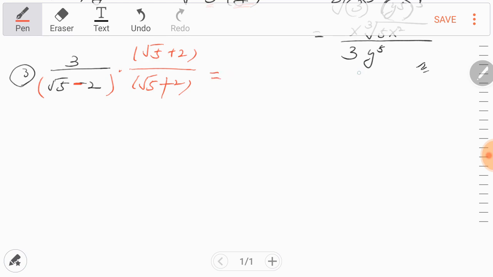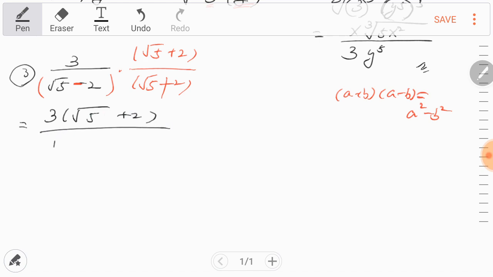The reason that we multiply by the conjugate is what? This is (a plus b)(a minus b), then this is equal to a squared minus b squared. So once you square a radical, the radical symbol is removed, right? So this is equal to, the numerator is 3 times square root of 5 plus 2. The denominator is square root of 5 squared, a squared minus b squared. So that is equal to 3 square root of 5. In the numerator, clear the parentheses. We have to use the distribution property, right?